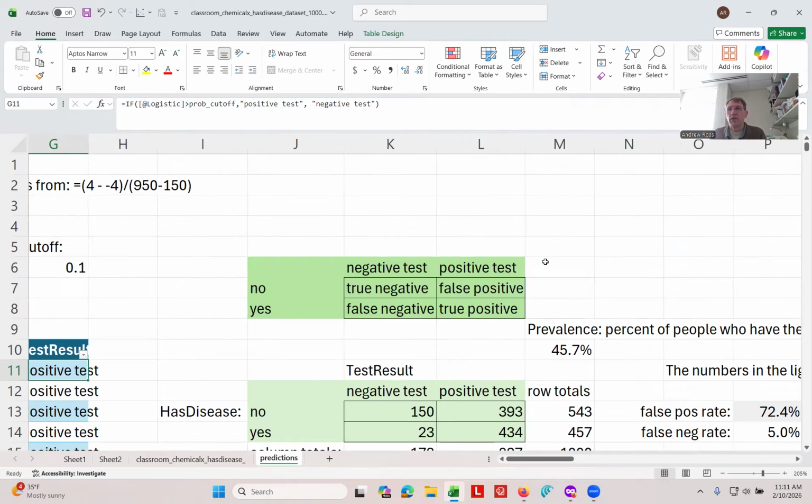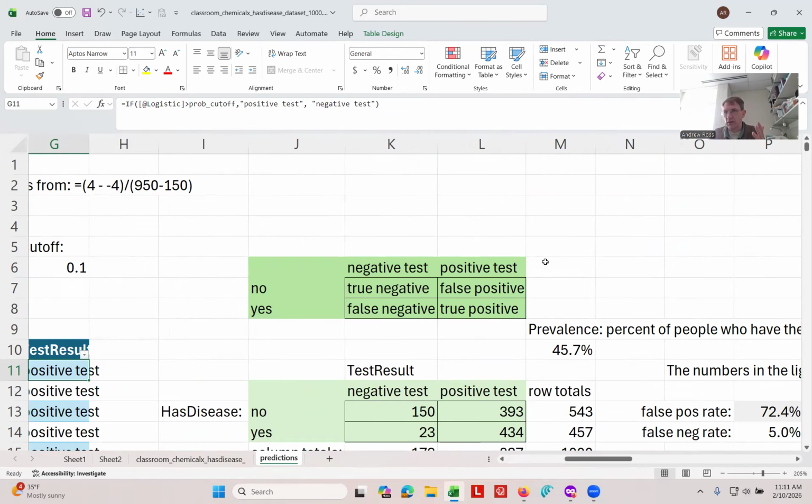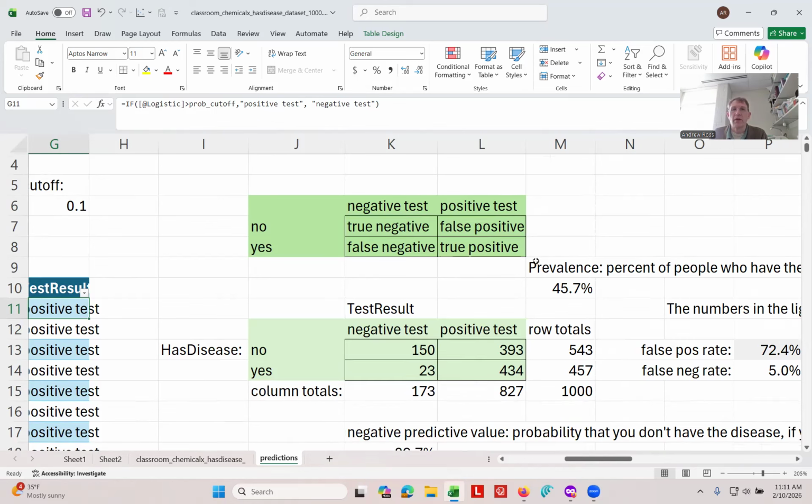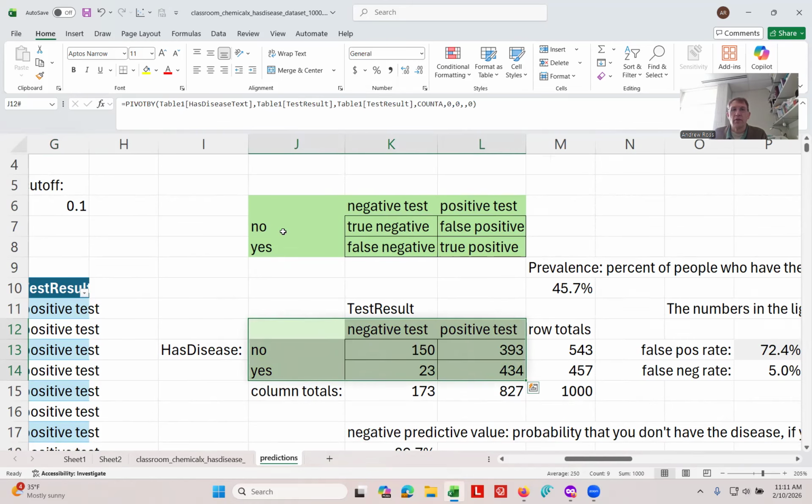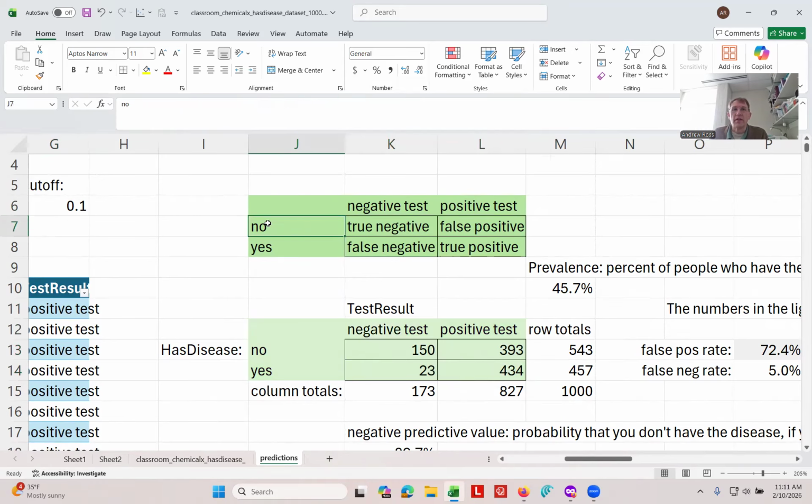And then we want to say, well, how well are we doing at accurately predicting people's results? So I'm going to summarize them in a two-way table. On the rows, we're going to have, does this person actually have the disease or not? And on the columns, we're going to have, did they test positive or not using our logistic function and our probability cutoff. So if someone doesn't have the disease and we report a negative test that says you don't have the disease, we're going to call that a true negative result.